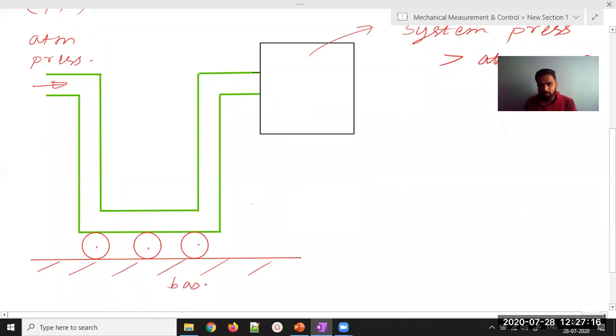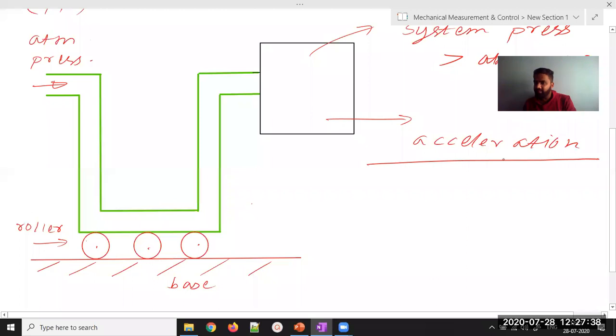I hope you are able to see this is a base. You can see this is my roller support and this will roll. Actually, this is not rolling. Okay, this is at stationary position. Now suppose my system is moving with some acceleration. Just get it straight. Suppose my system is moving with some acceleration. Now, if my system is moving, automatically this roller will also move. Okay. Now, if this moves due to acceleration, we know that acceleration has an impact.